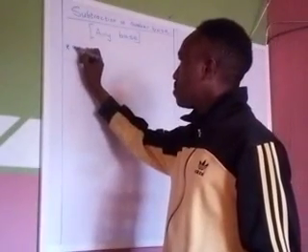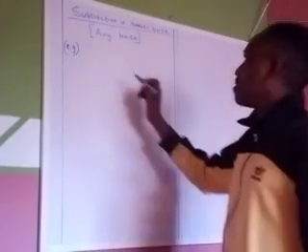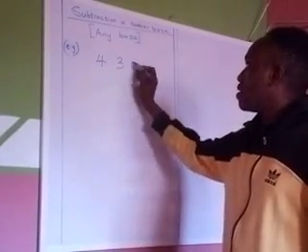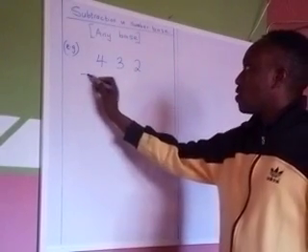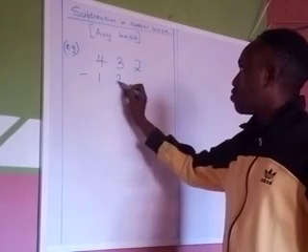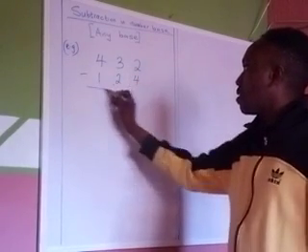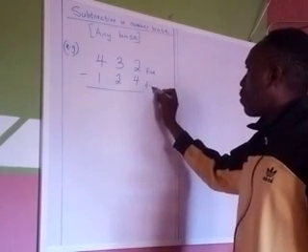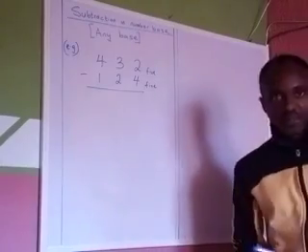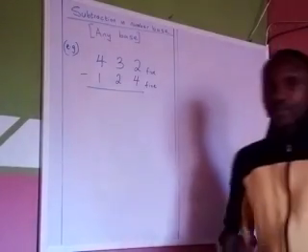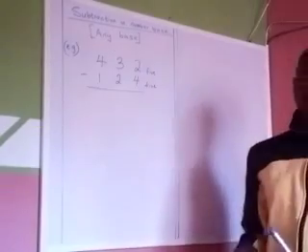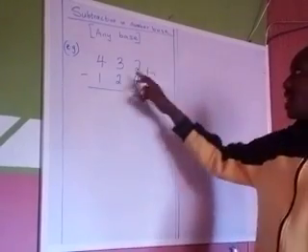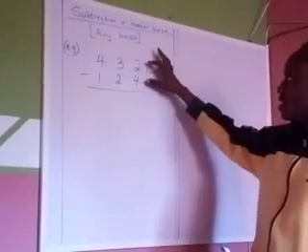Example 1. I'm having this question: 4, 3, 2 minus 1, 2, 4, both in base 5. We have both numbers in base 5. Before I move on, if the number is in base 5, we can't have the number 5 in it. We can't have 5, we can't have 6. The highest digit we can have in base 5 is 4. So which means the numbers there are correct.